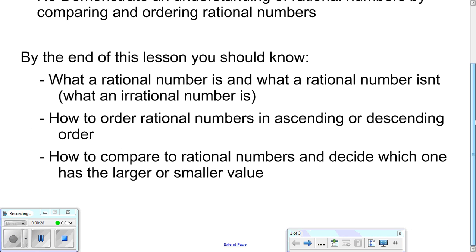So I could ask you to either write them in an ascending order, so smallest to biggest, or descending order, largest to smallest, and you would have to be able to do that. And then the third thing you need to learn from this lesson is how to compare rational numbers and decide which one has the larger or smaller value. And it's important that we think of value here, not just fraction size.